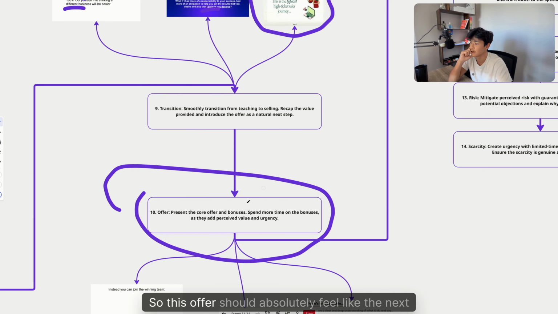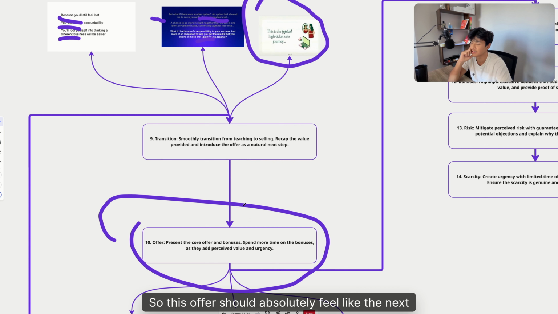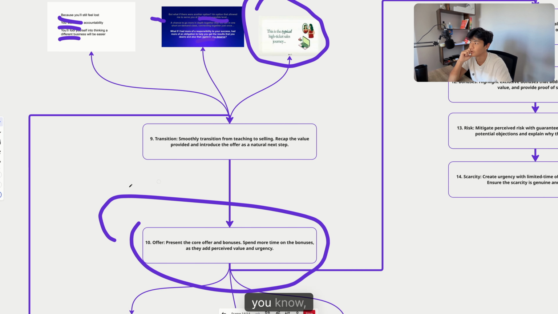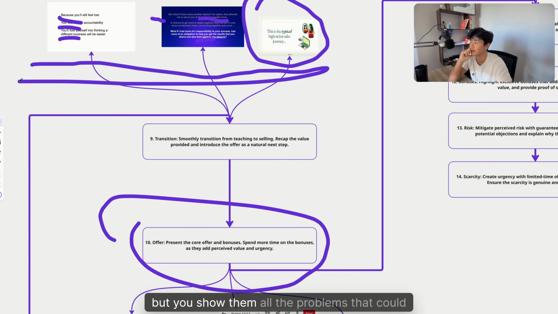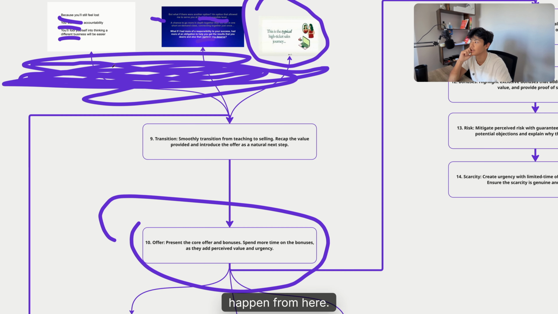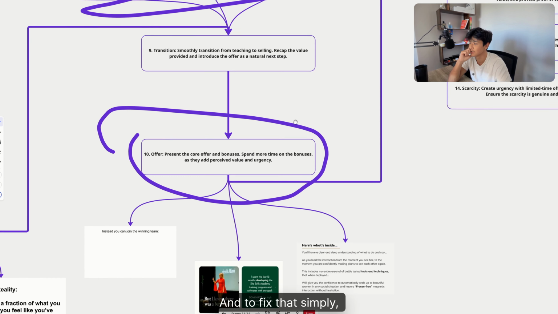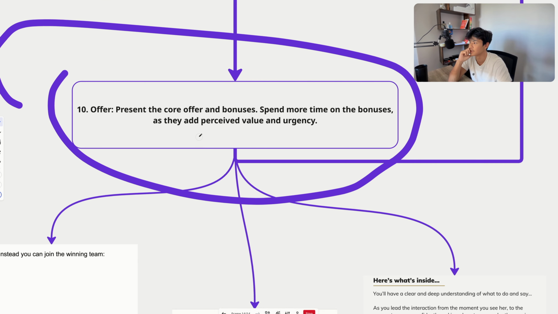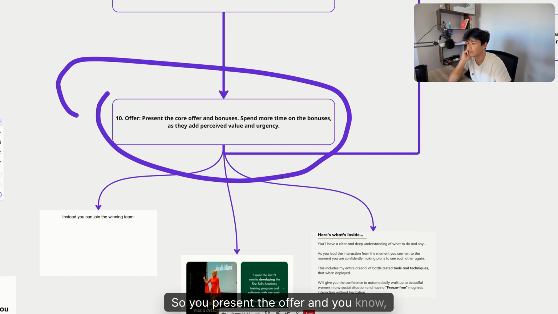So this offer should absolutely feel like the next natural step. So, they've learned all this now, but you show them all the problems that could happen from here. Even though they know all that, there's still this elephant in the room. And to fix that, simply, there's the offer. So you present the offer and all the bonuses.